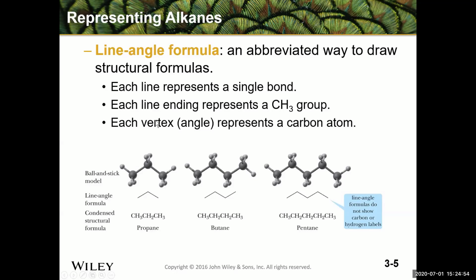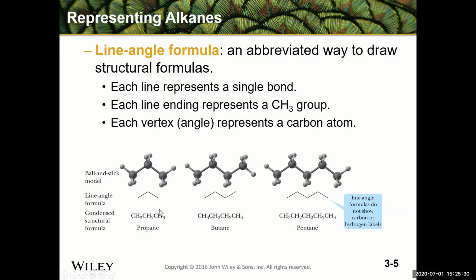Okay, so at the end, one thing to notice is that at the end of the chain, we know that we have to have a carbon with 3 hydrogens. This is called a CH3 group, or usually it's called a methyl group. Okay, and then we said that each vertex in these structures, there's a vertex here and here, and then a vertex, 1, 2, 3 vertexes. So those vertexes also represent a carbon atom.